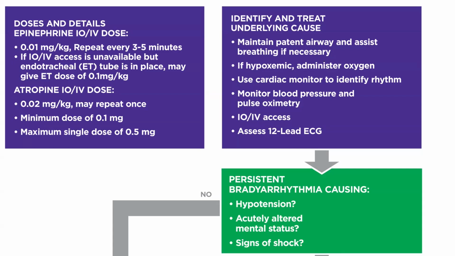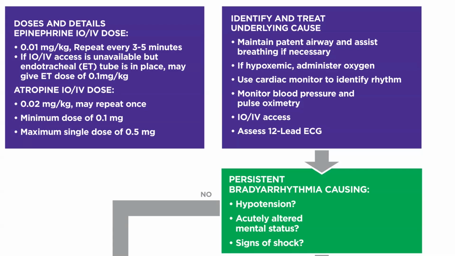Atropine, the dose is 0.02 milligram per kilo. It can be repeated once. The minimum dose is 0.1 milligram. The maximum dose is 0.5 milligram. If you give anything below 0.1 milligram, it can cause paradoxical bradycardia. Identify and treat the underlying cause. Maintain a patent airway and assist breathing if necessary.